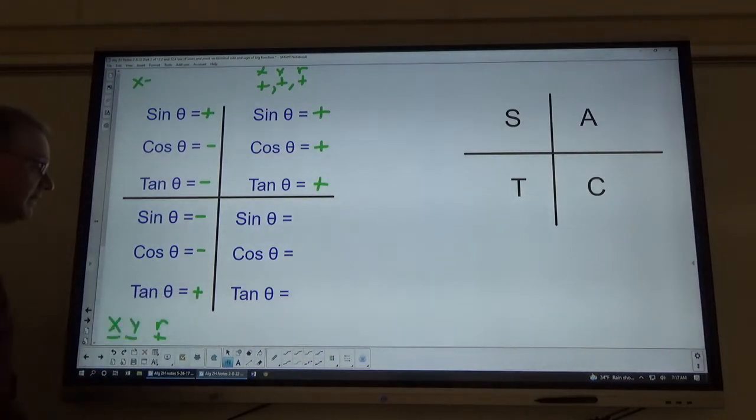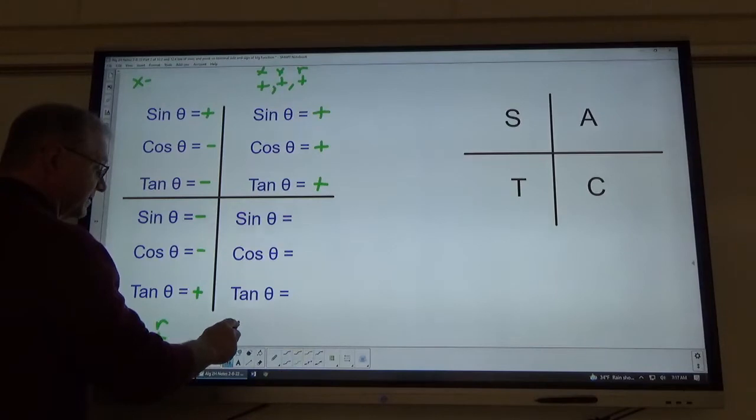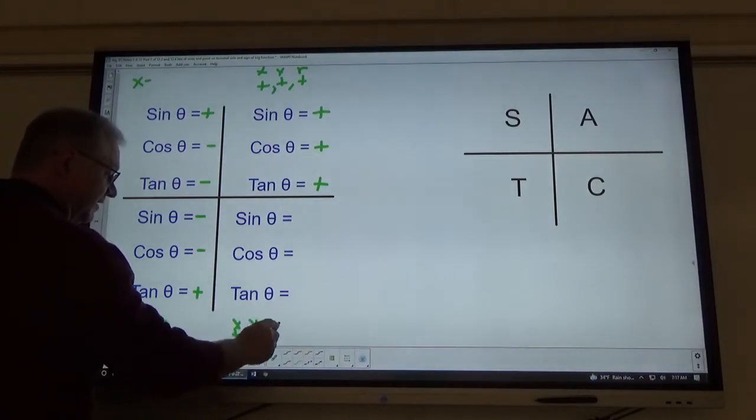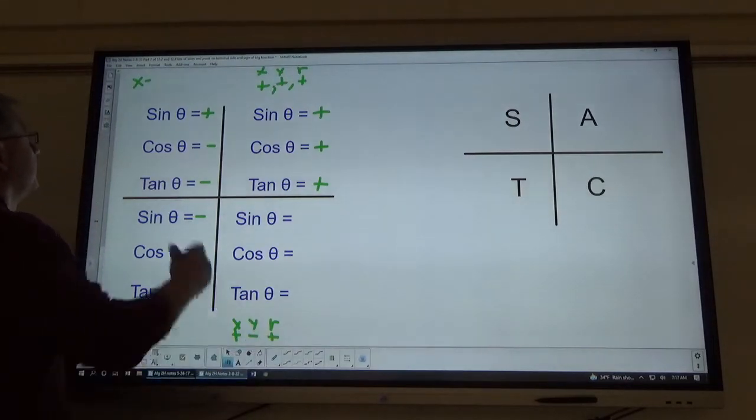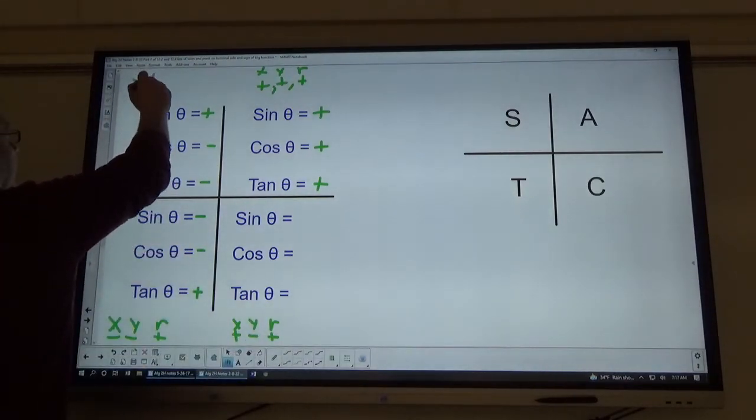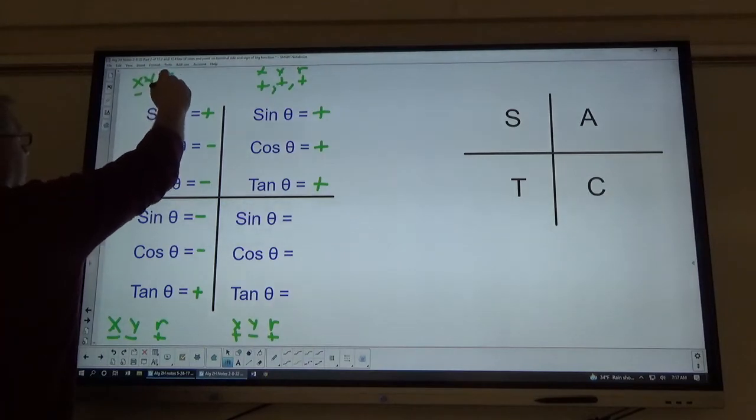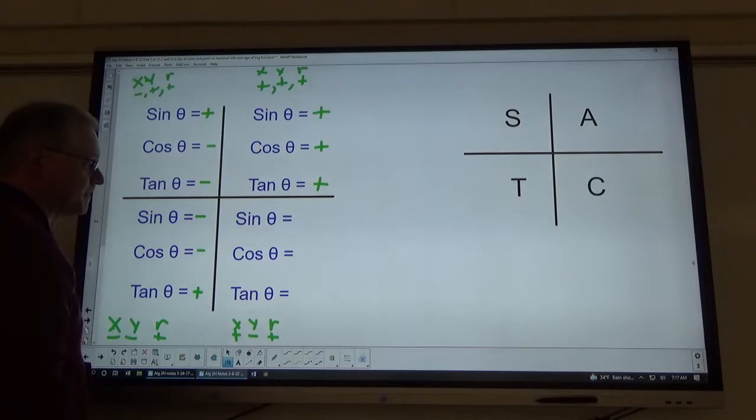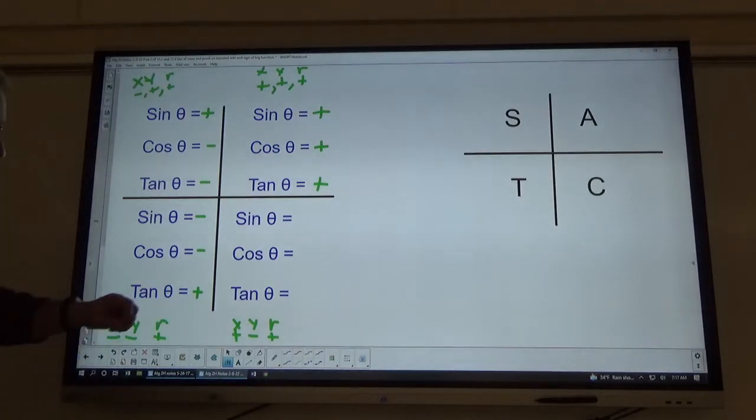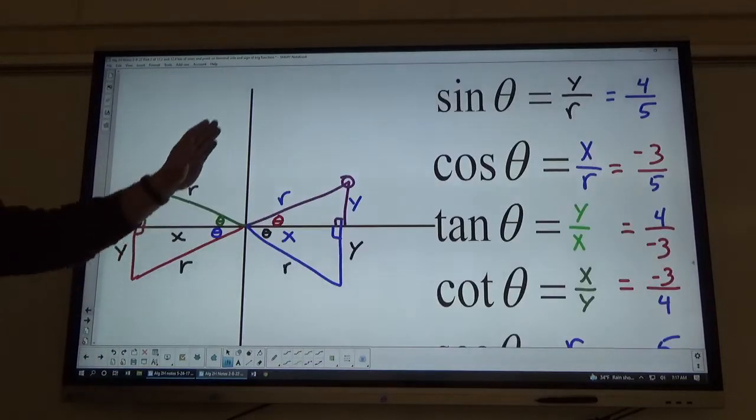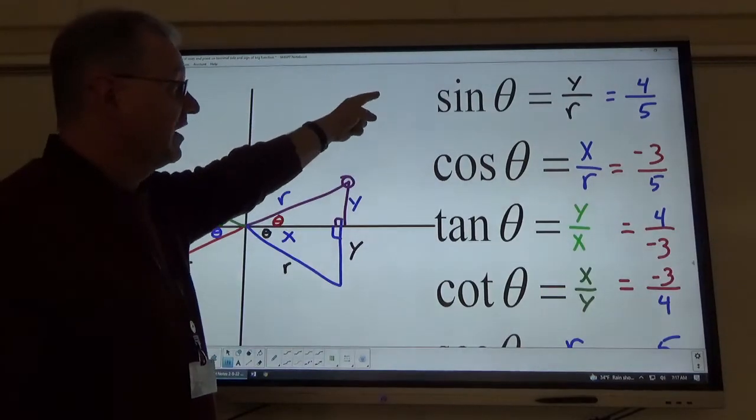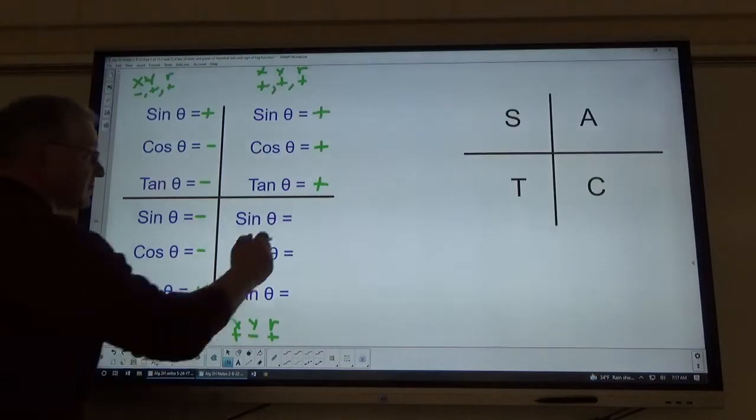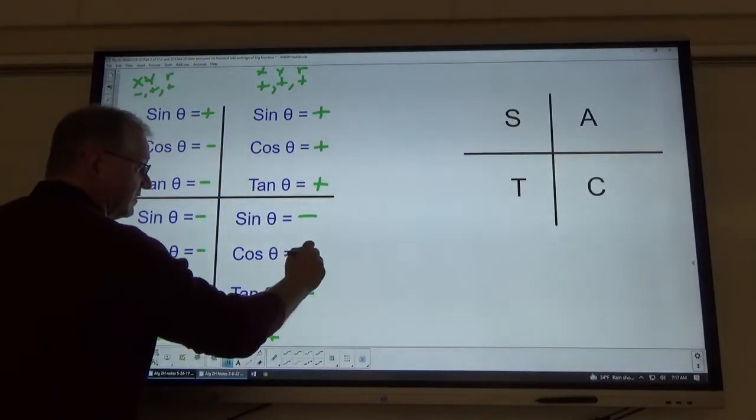In this last one, x is positive, y is negative, and r is positive always. So y is the only negative. If it includes y, it's going to be negative. So sine and tangent are going to be negative, and cosine is going to be positive. Sine and tangent are negative, cosine positive.